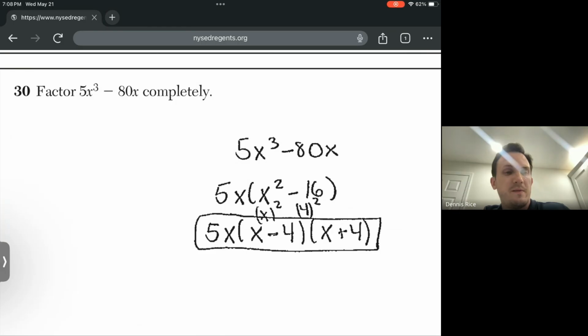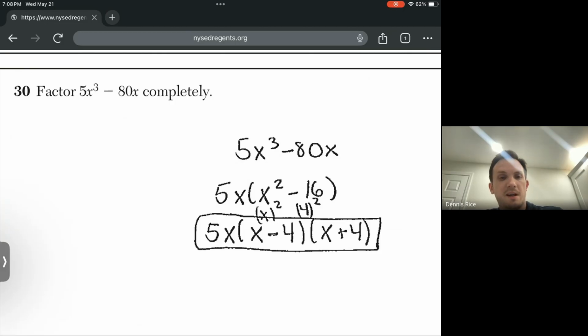Always say to yourself with factoring completely, is there something else I could do? Is there another move? There's no more moves here. That's it. Two point questions are pretty easy, not skill level wise, but like grading. If you do something partially correct, you're getting a 1 out of 2.